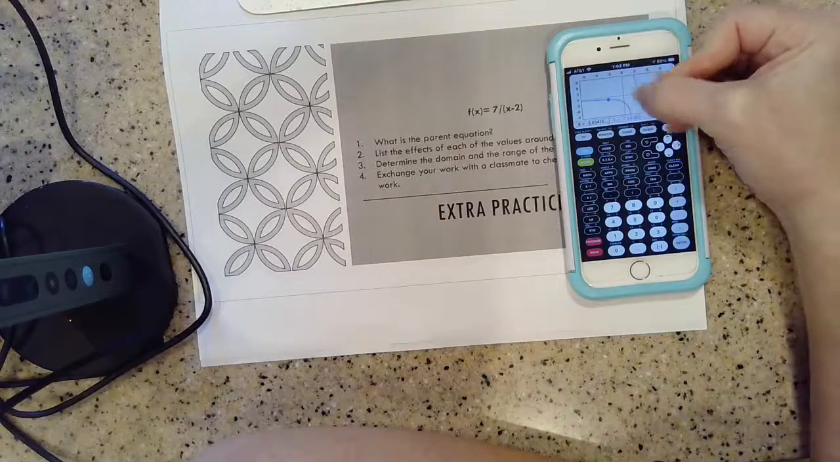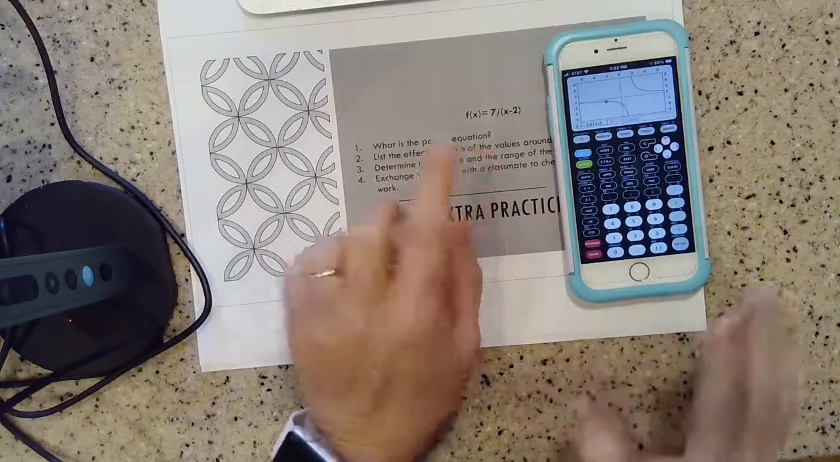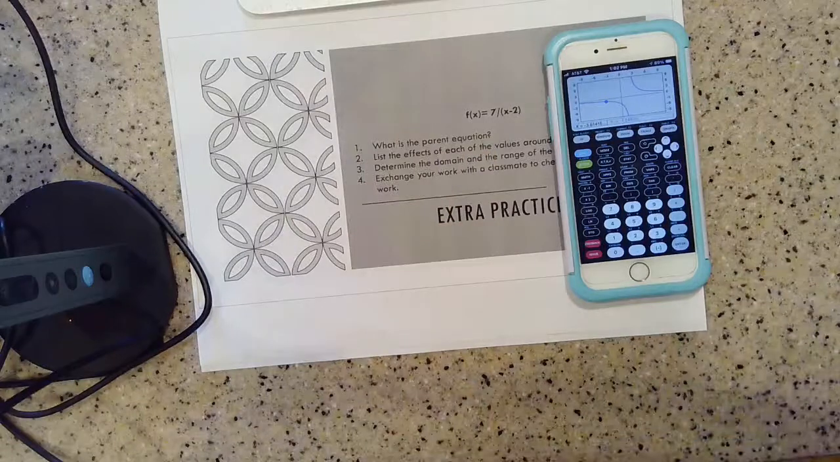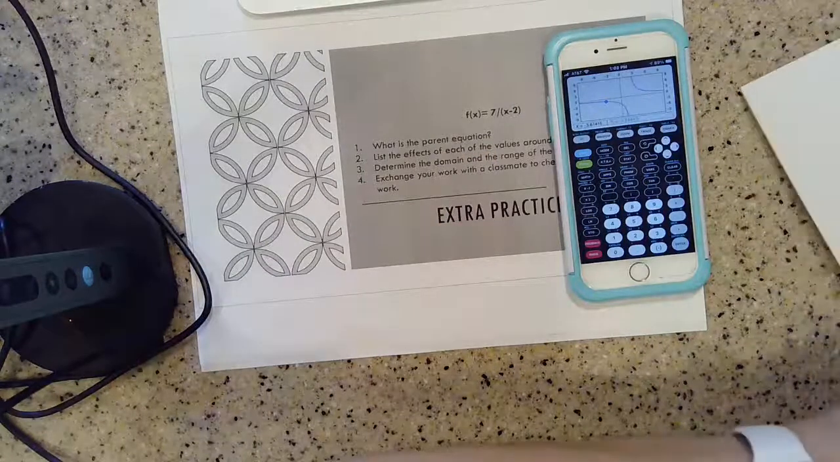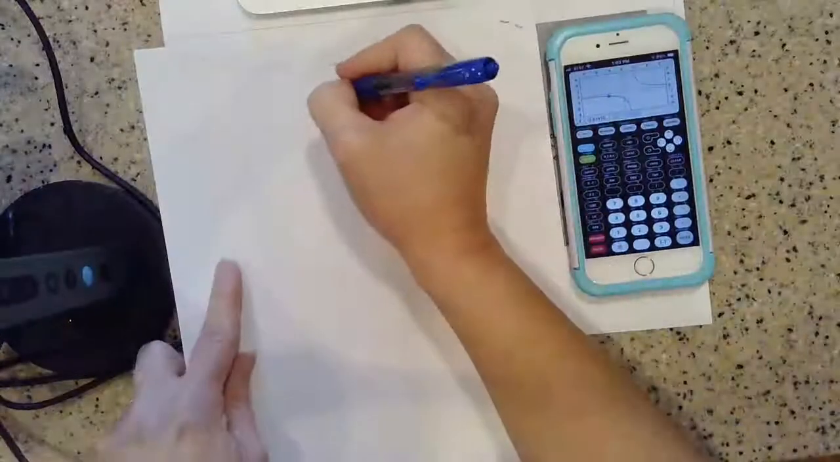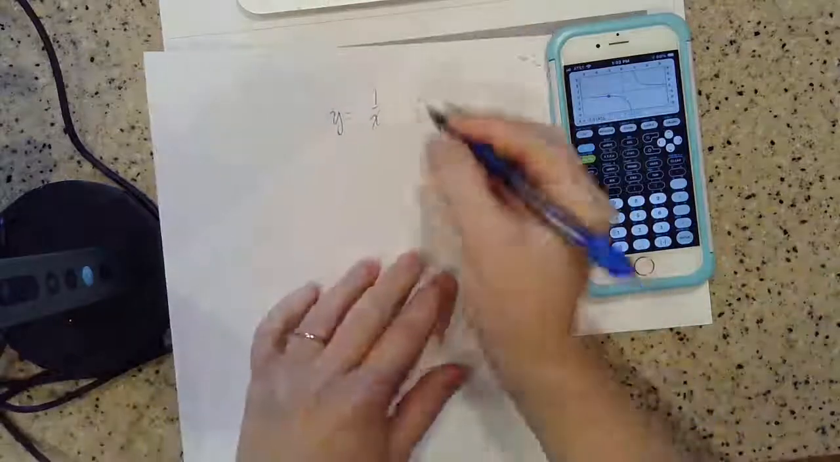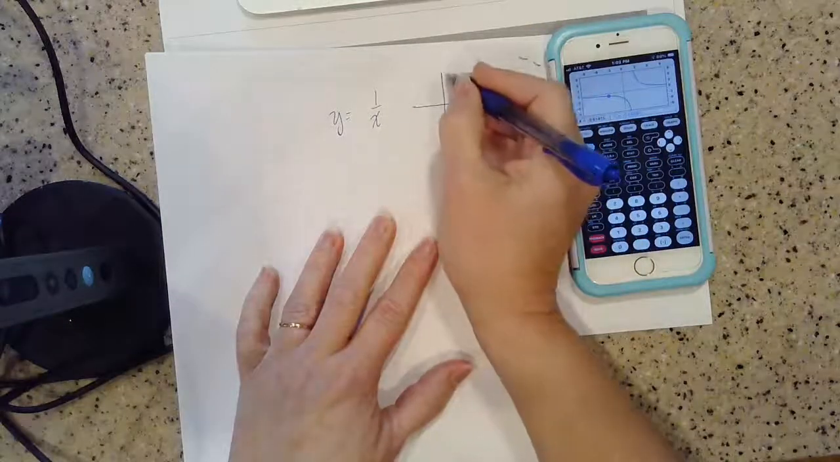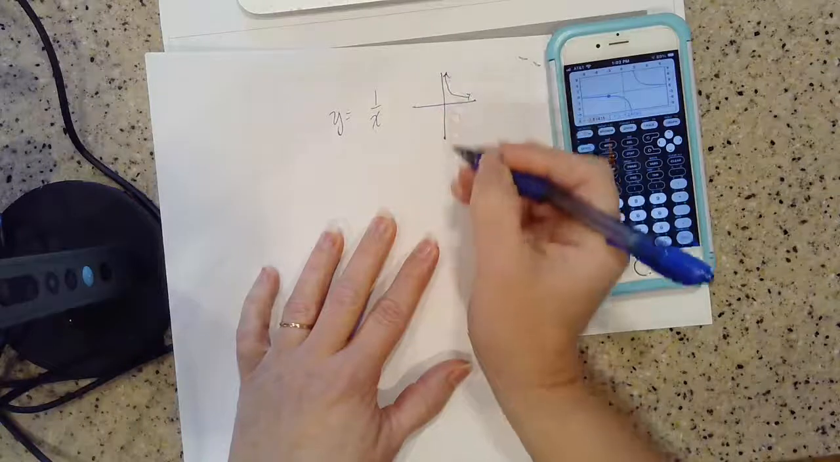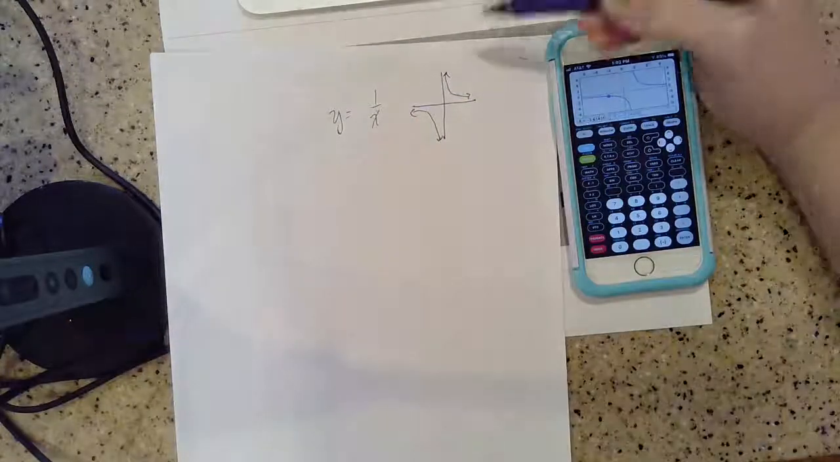So do recognize that this is a transformation of the old parent equation that we learned in a previous section for y equals 1 over x. The 1 over x graph looks like this. It has a curve in the first quadrant and an opposing curve in the third quadrant. And it has an asymptote at x equals 0, and at y equals 0.